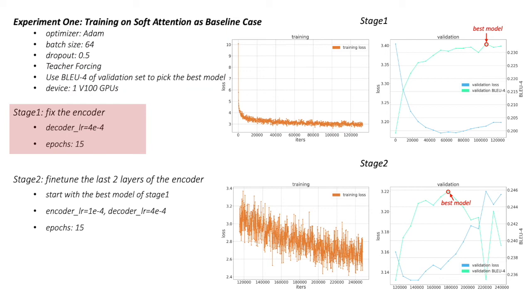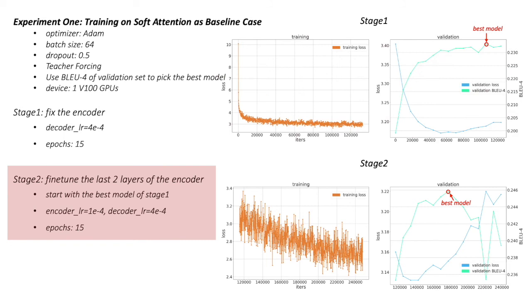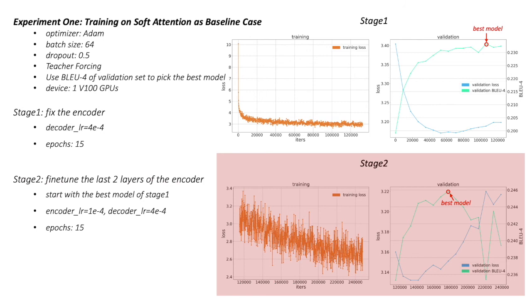The whole training contains two stages. First, we fix the ImageNet-trained encoder and only train the LSTM decoder. You can see the training loss and the validation loss decrease and converge to a small value. Validation BLEU4 increased gradually, and we pick the best model when it reached the peak. For the next stage, we fine-tune the last two layers of the decoder, starting from the best model of stage 1. The training is not very stable, but you can see the downtrend of training and validation loss in the first several epochs. We also choose the best model here for the next experiment and visualization.